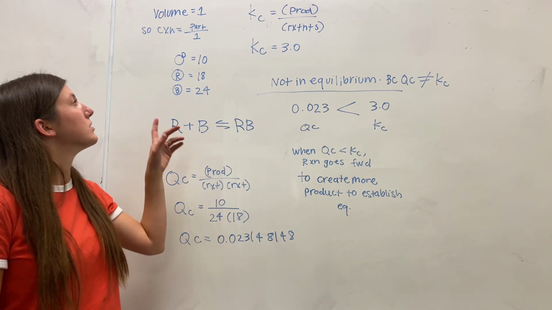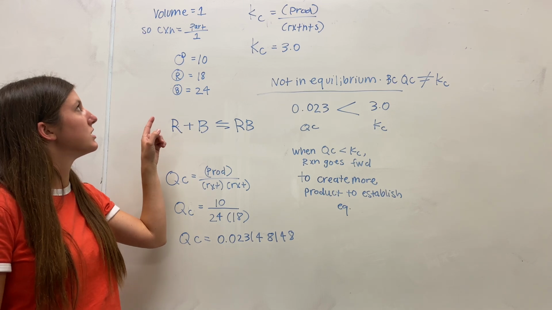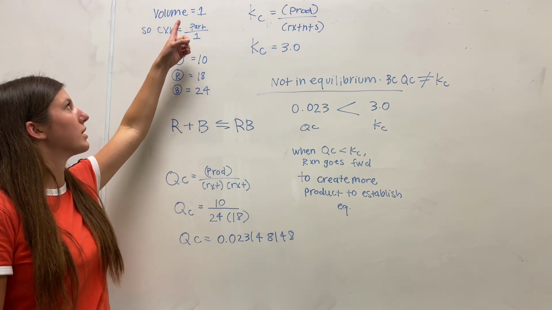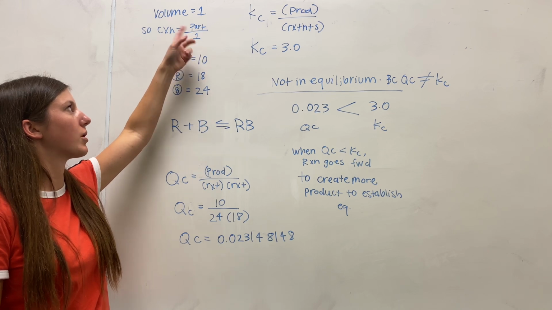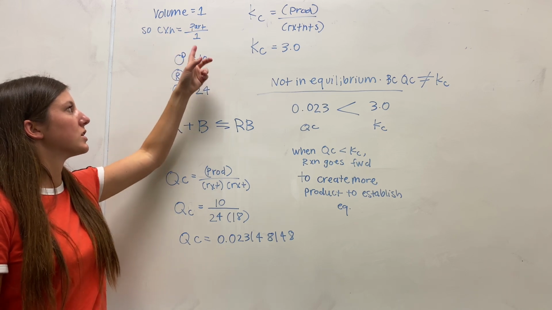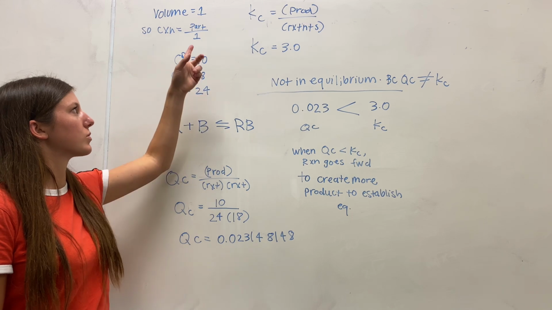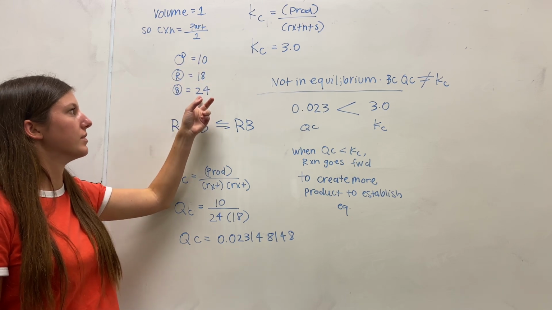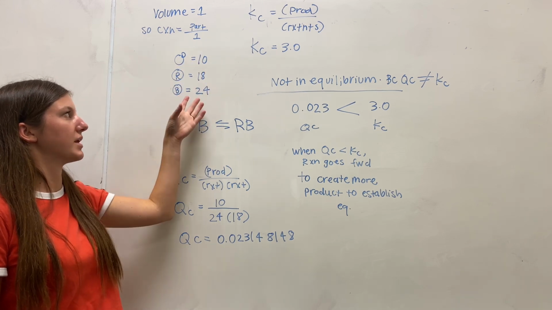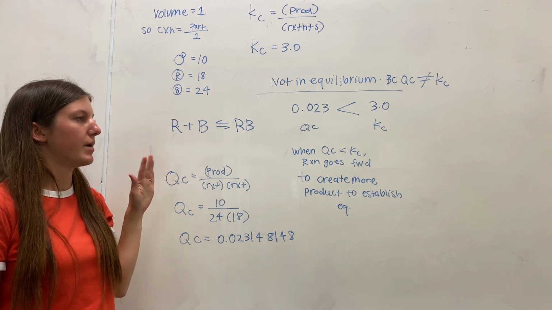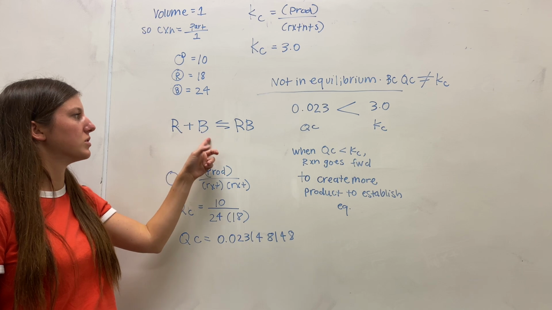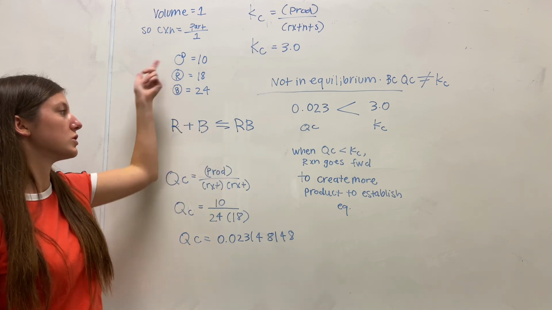So to find the concentrations, we know that the volume is 1, and we know that the concentration is moles over volume, so part over 1. So we have 10 over 1, 18 over 1, and 24 over 1. So the numbers that are counted from the picture just end up being their concentrations. And we know that the reaction that's taking place is the reds plus the blues yield red-blues, these things.